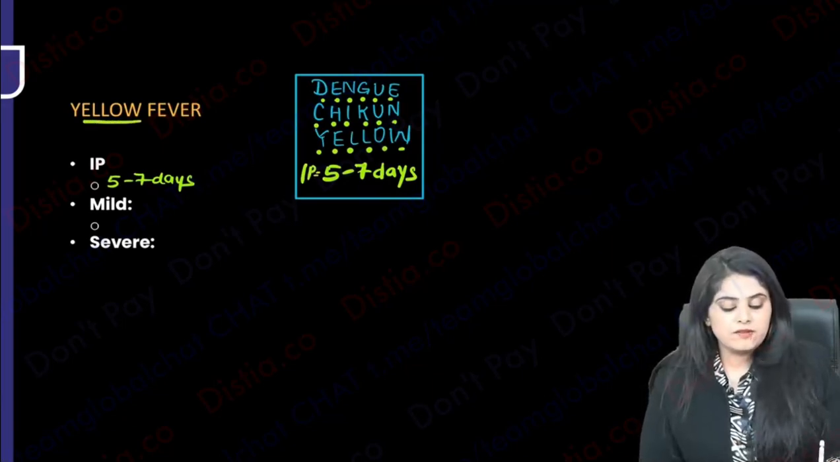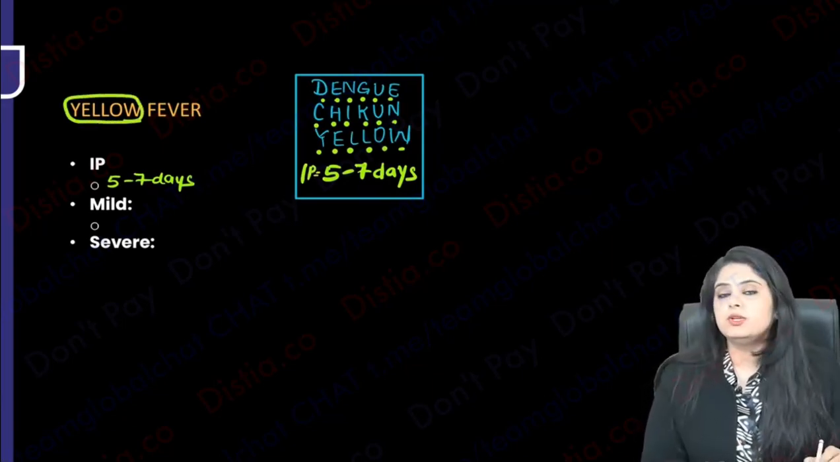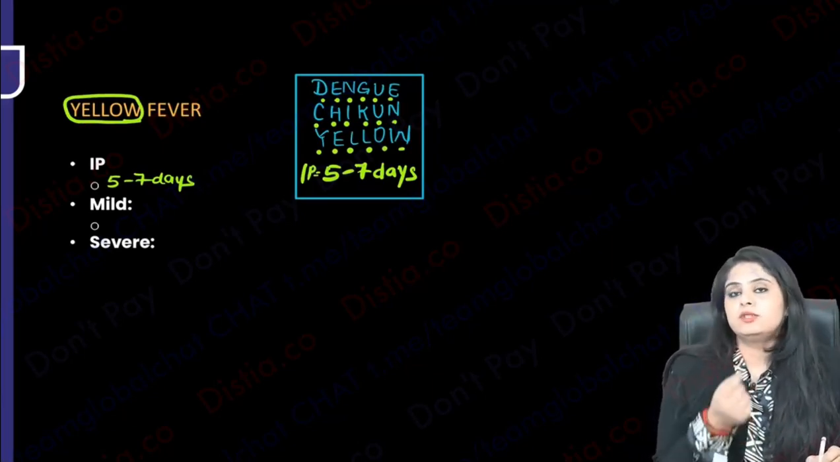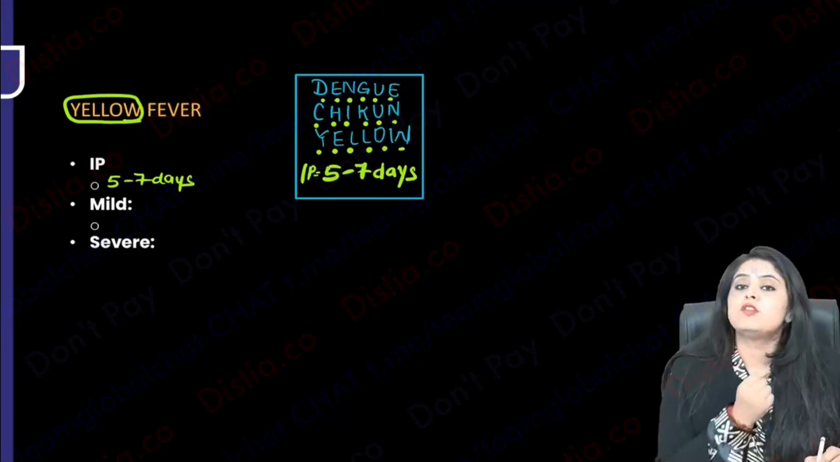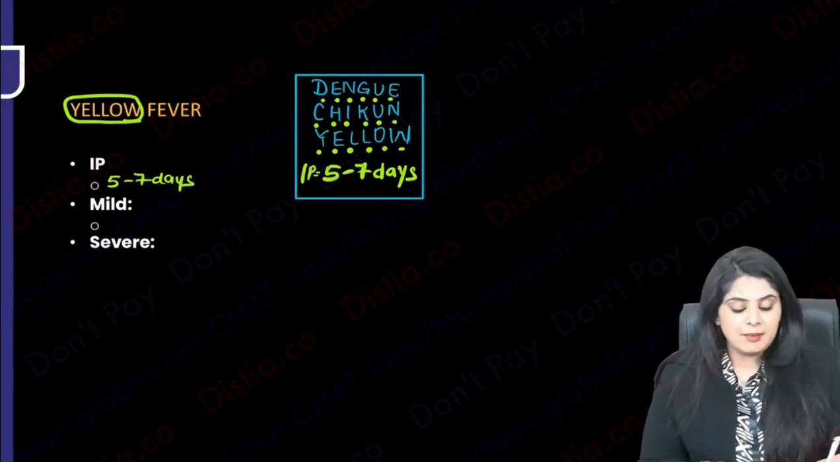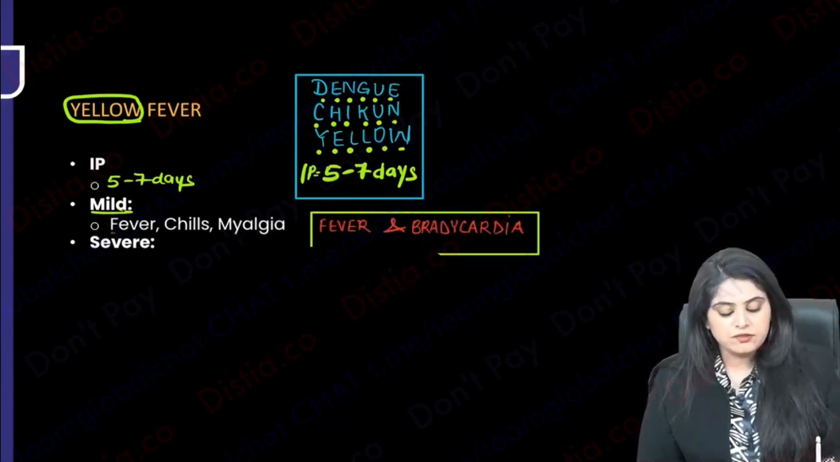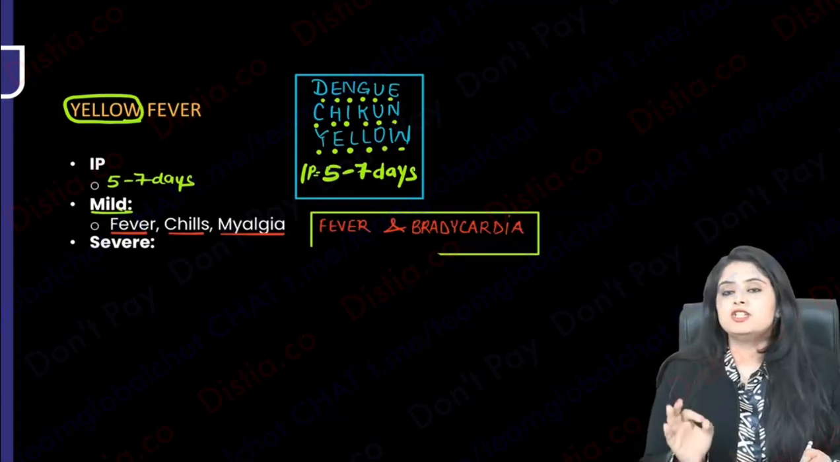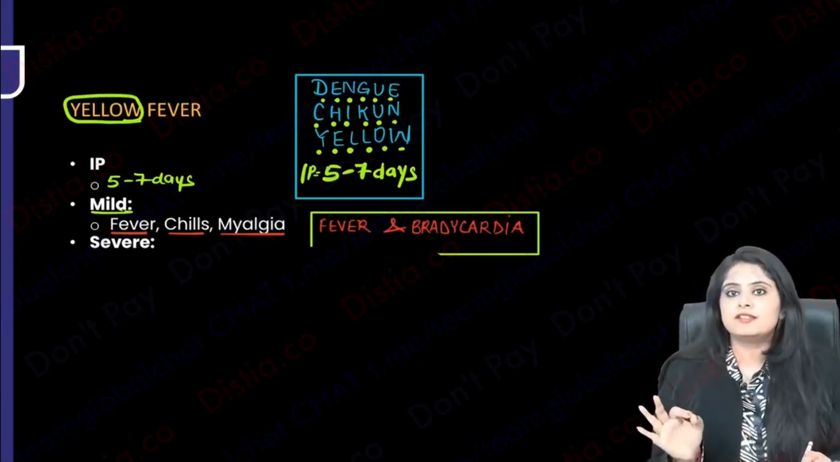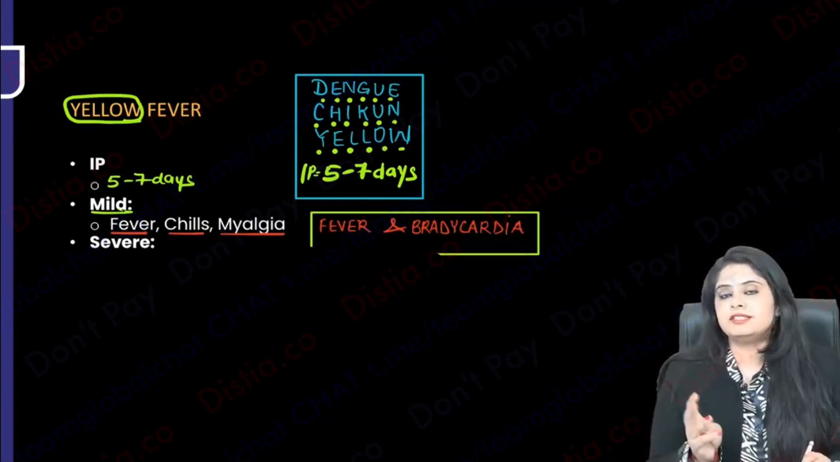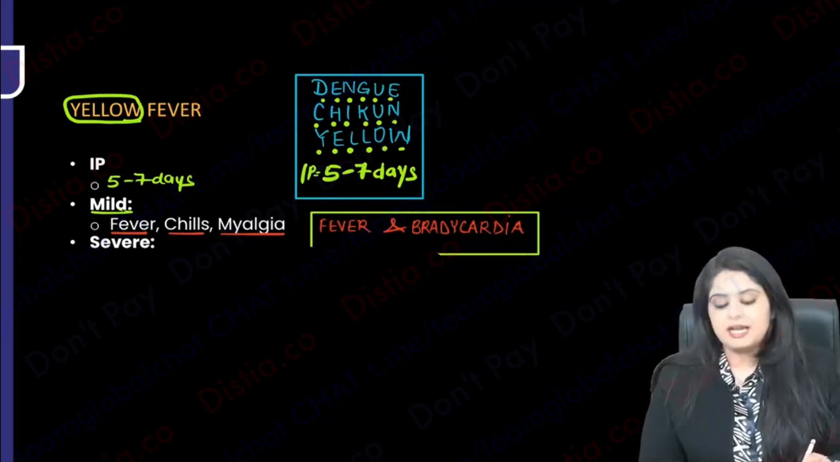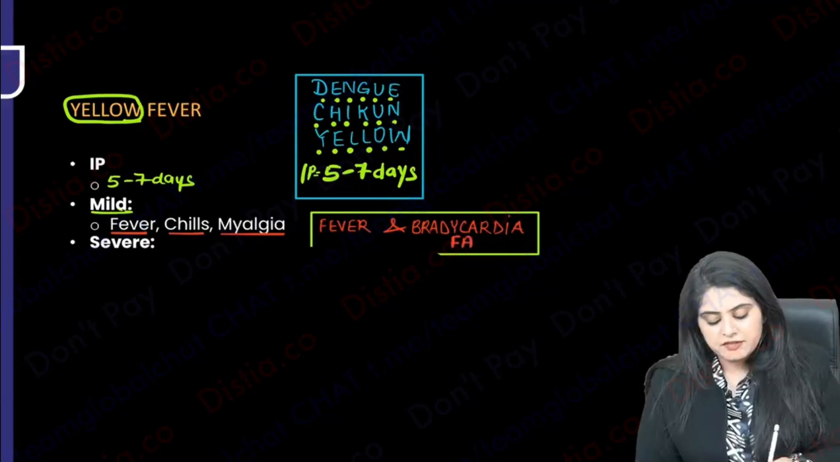Okay, now did you ever wonder why did we call it yellow? Yellow in our body, a disease is known as jaundice. Jaundice means there is involvement of the liver. Yeah, that will happen, but not in the initial phase. Mild phases may start off with things like fever, chills, and myalgia, which probably every infection has, right? Fever with chills and muscle pains. But over here, there is fever with bradycardia. What is that known as? Fever with bradycardia is known as the Faget's sign.